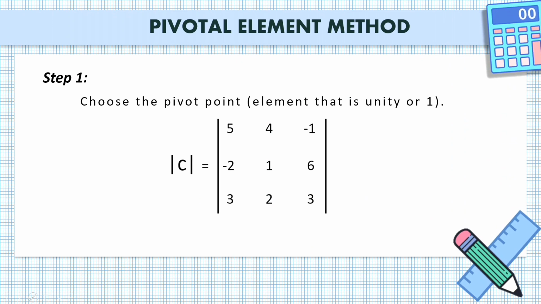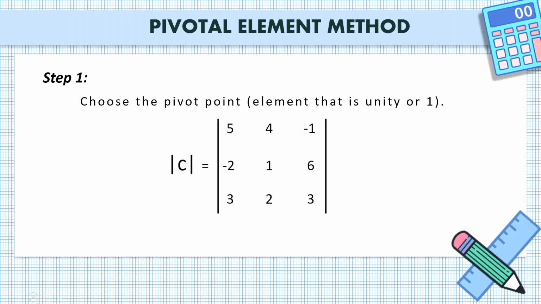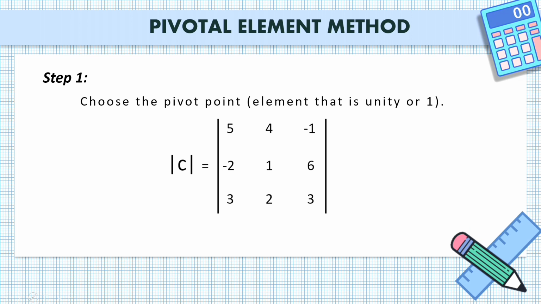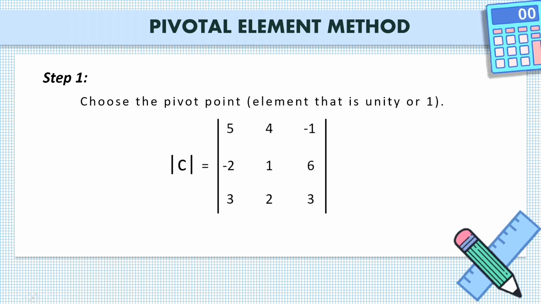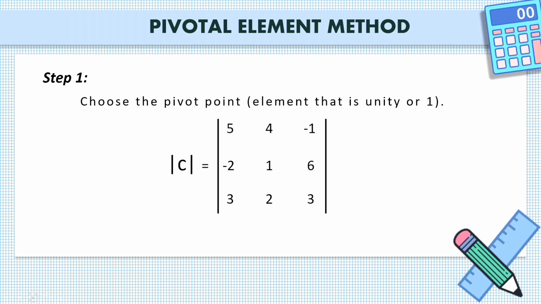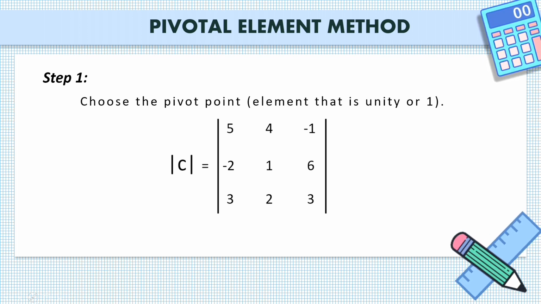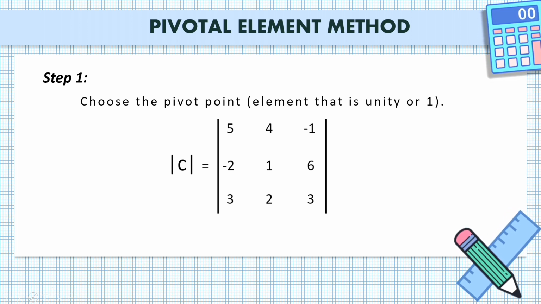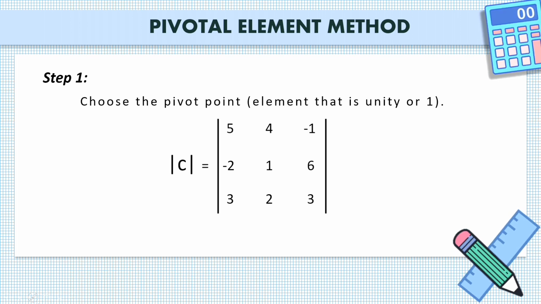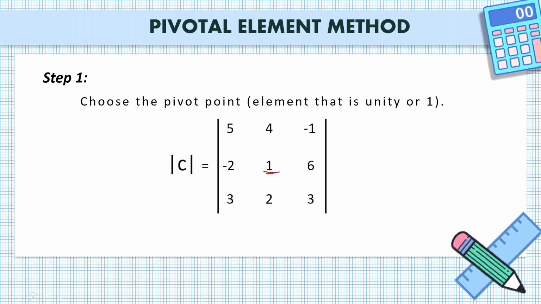Step 1. Choose the pivot point, an element that is unity or 1. So, ano nga ba ang pivot point? Ang pivot point ay isang element inside the matrix. And take note guys, that the pivotal element must be equal to positive 1 or unity. So, dito sa given matrix natin, makikita ang pivotal element natin ay nasa gitna, which is 1. Ayan. So, next, move tayo sa step 2.